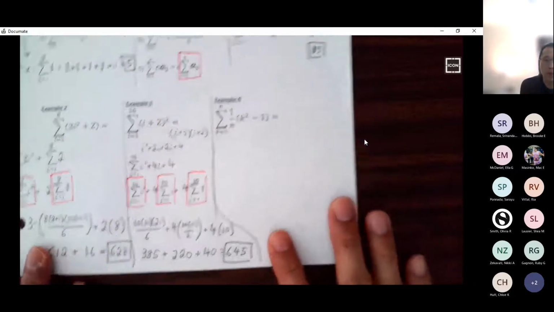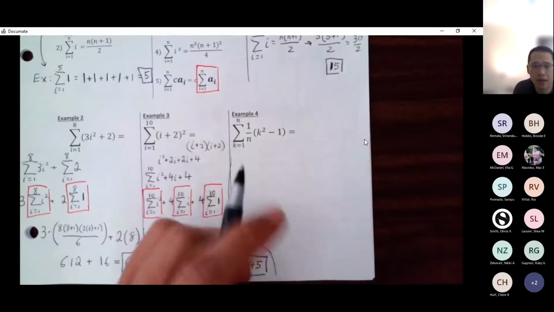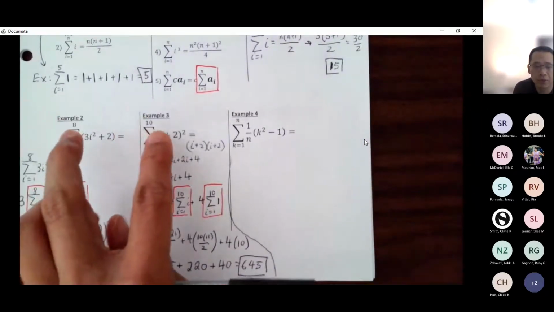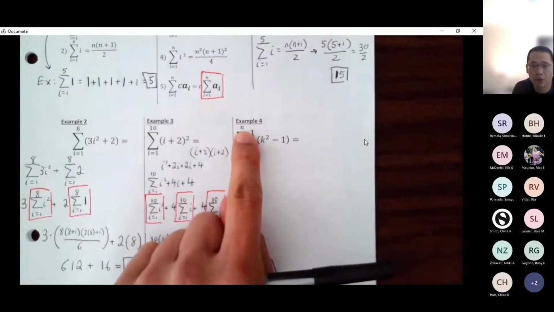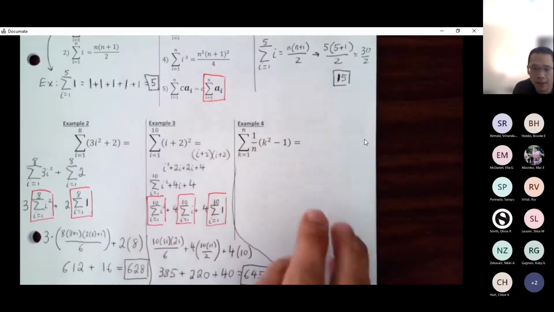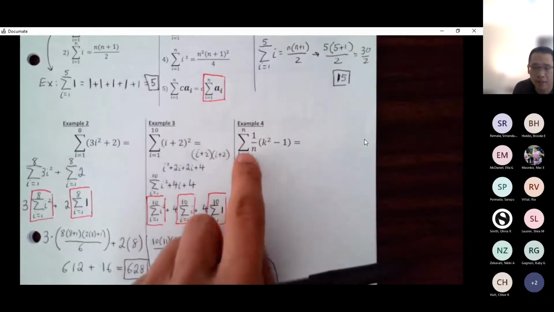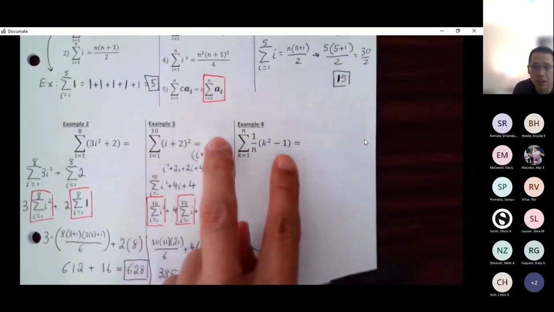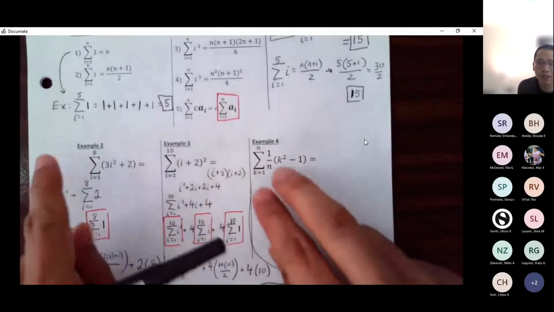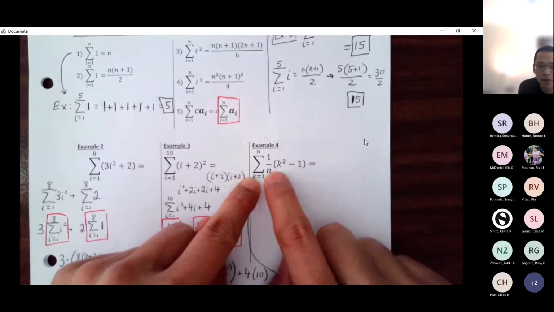Okay, now we're moving on to something that feels a little bit more abstract. Because unlike examples 2 and 3, we don't have a numeric value for our upper bound, which means that our answer will stay abstract in terms of n. Okay, we're still going to go through the same process. It just feels a little bit different because instead of i, now our variable is k.